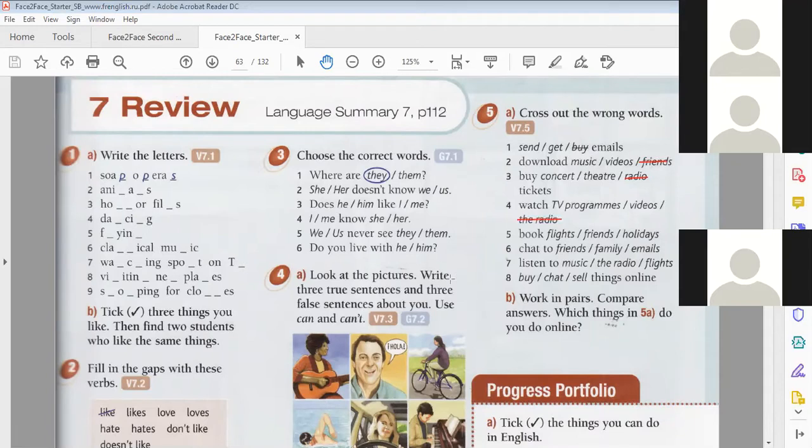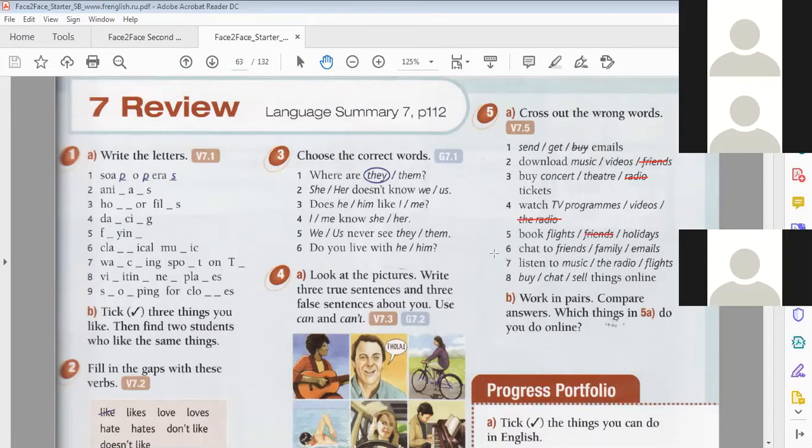Okay, Manal, what about number 5? Which word is wrong? أي كلمة منهم ما تنتميش للمجموعة. It's friends. Good. تمام. لحظة. Book friends خاطئة. Yes. هذا يعني book flights and book holidays صحيحة. صح؟ Yes. Okay, very good, Manal.